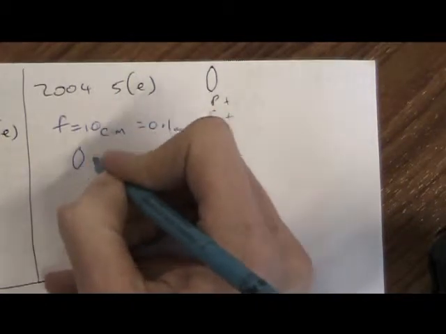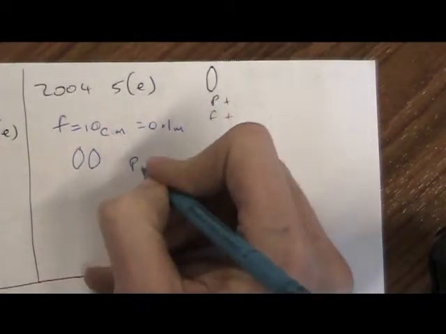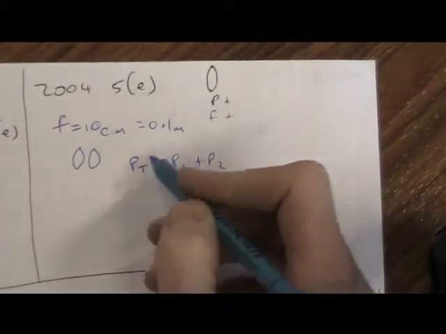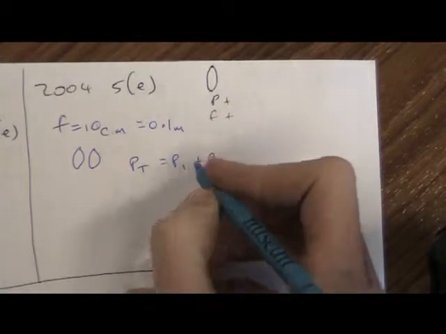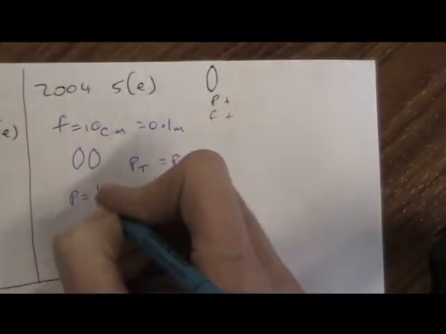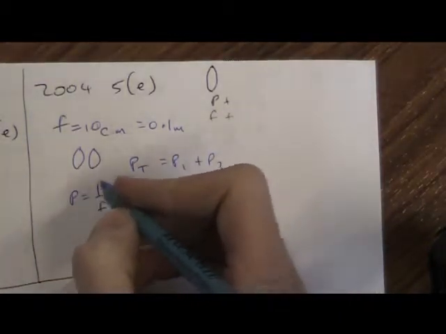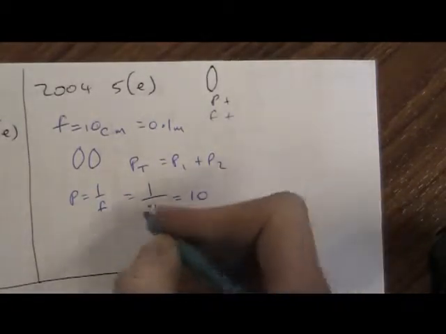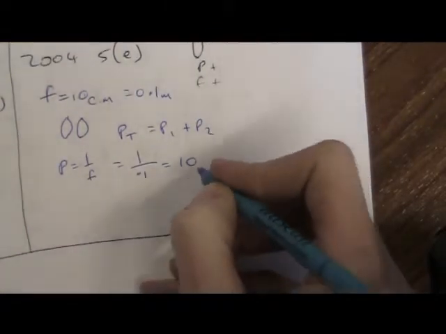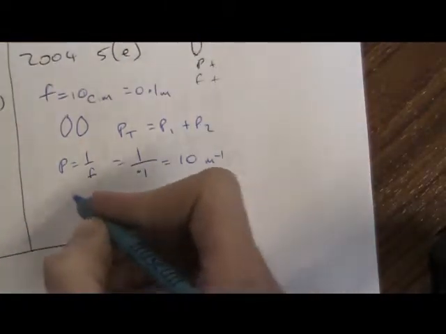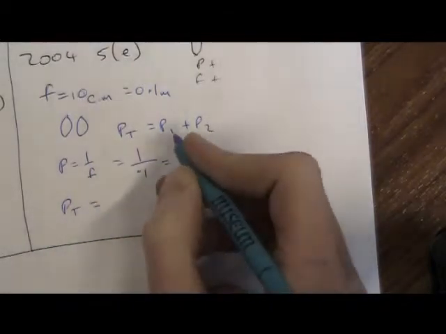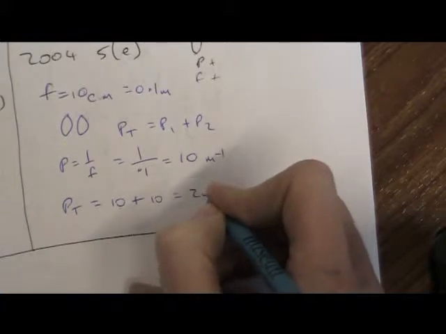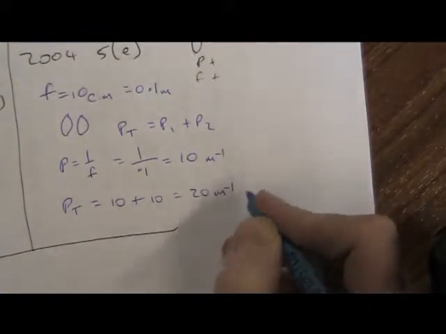If you have two lenses in contact, the formula is power total equals the power of the first plus the power of the second. Make sure you change to powers before you add them. Don't add them in focal lengths. Power equals 1 over the focal length, which in this case is 0.1. So it's 1 over 0.1, which is equal to 10, so the power is 10 per meter. The power total is then power 1, which is 10, plus power 2, which is 10 again, equal to 20 per meter. That's the answer, 20 per meter.